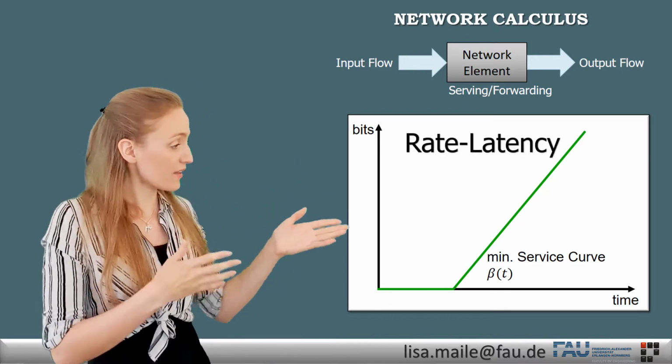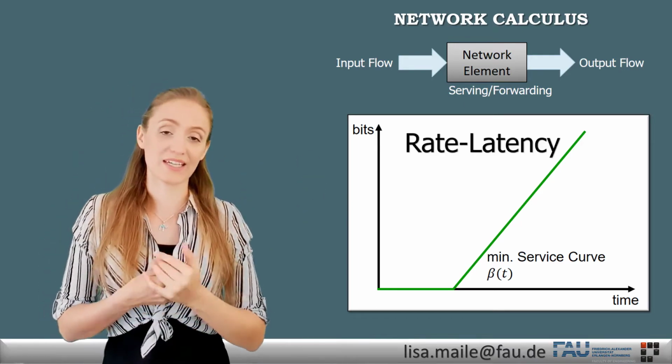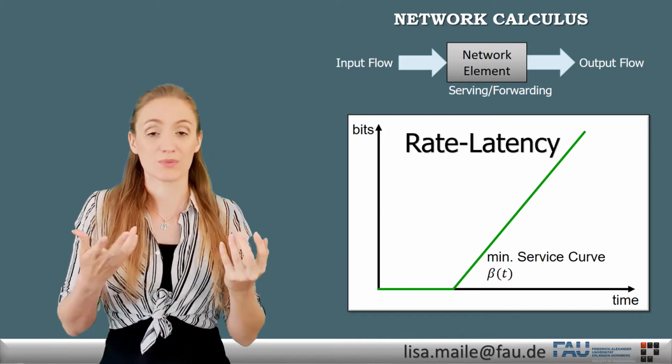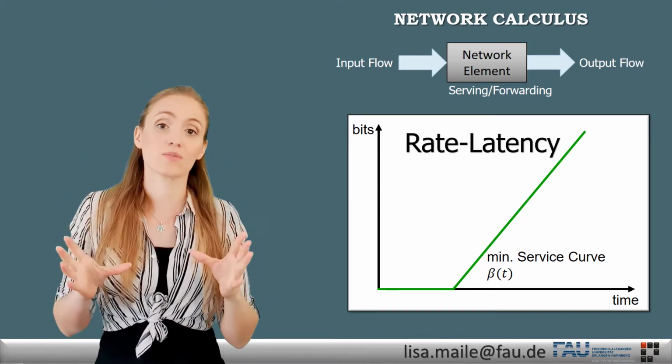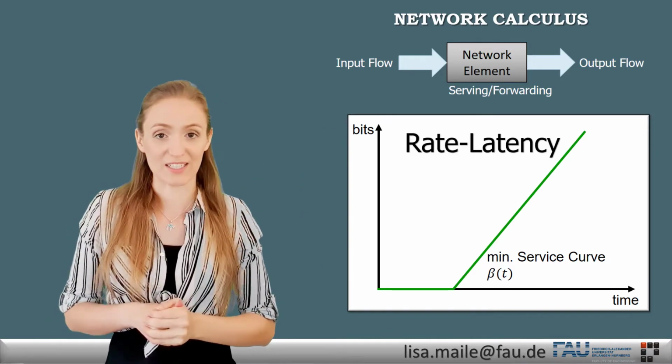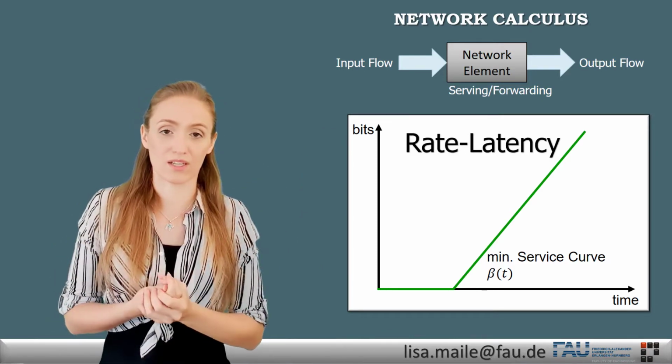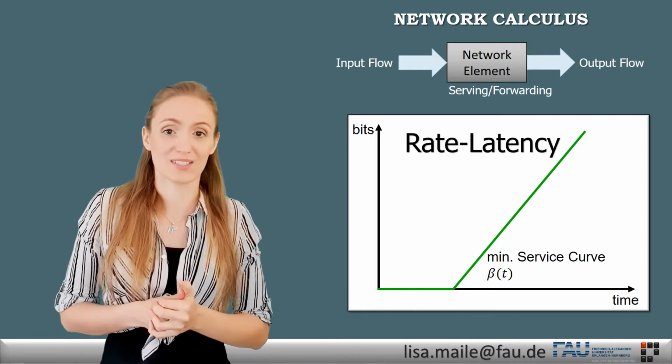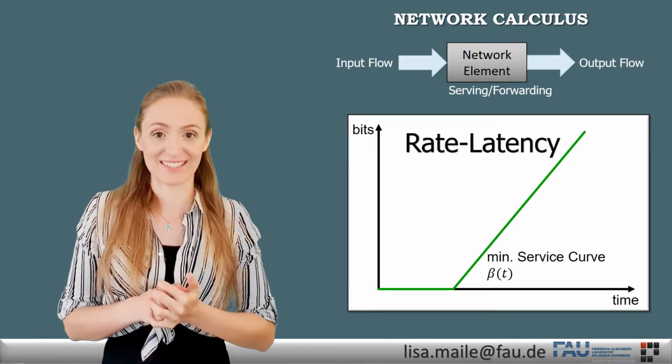This behavior of the curve is called the rate latency function. Because we have an initial latency for which we do not serve anything, and then we serve the bits with a constant rate. And it's a typical function for network calculus. So we will also use it a lot in the next few minutes.